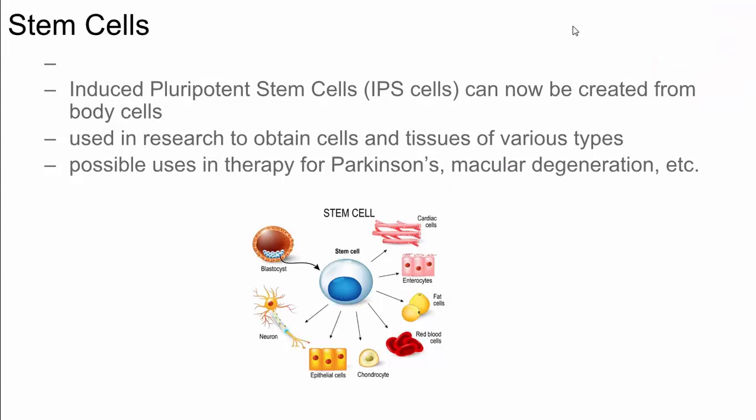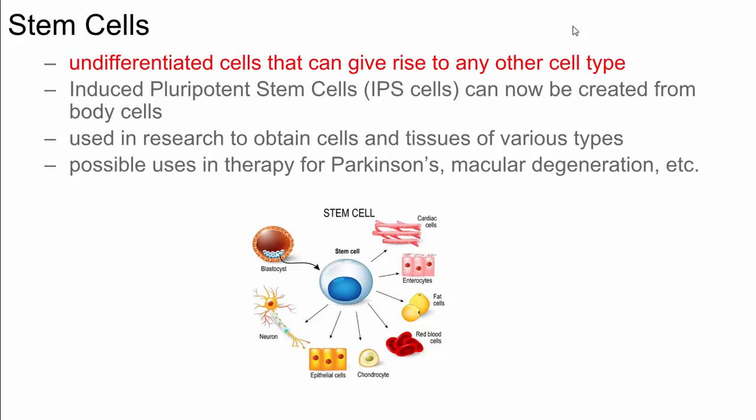Stem cells are cells that are undifferentiated that have the potential to form any other type of cell in the body. So a single stem cell can become a cardiac muscle cell, can become a skin cell, a neuron, can become any other type of cell within the body.